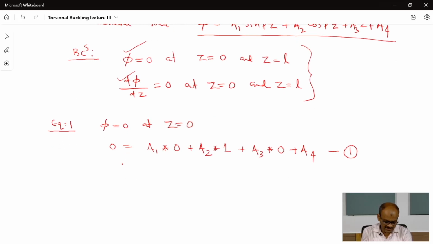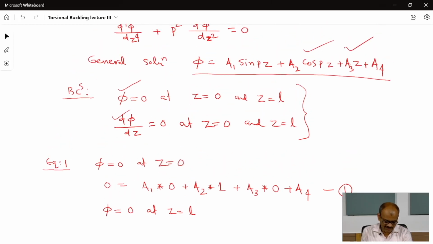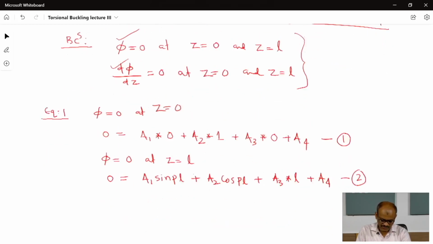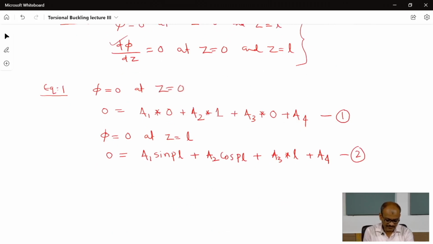The second one is phi is equal to 0 at z is equal to L. Similarly, if we substitute in the general equation, we will get 0 is equal to a1 sin PL plus a2 cos PL plus a3 into L plus a4. So this is the second equation we got by using the given boundary condition. This is equation 2.